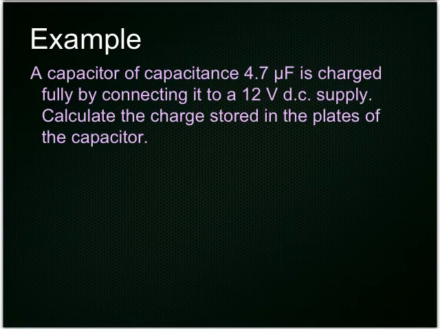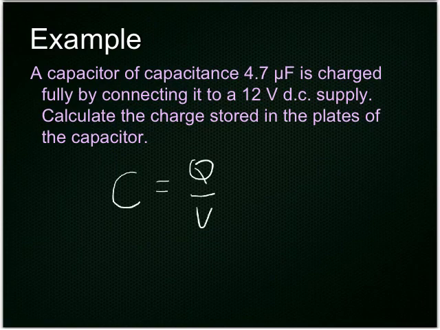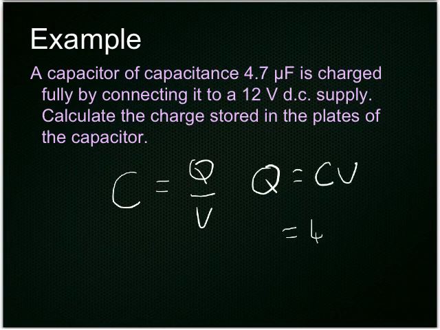So for example, a capacitor of capacitance 4.7 microfarads is charged fully by connecting to a 12 volt DC supply. Calculate the charge stored in the plates of the capacitor. Okay, so we're just using this formula here, C equals Q over V. Q equals CV. So 4.7 times 10 to the minus 6 multiplied by 12, and you get your answer.